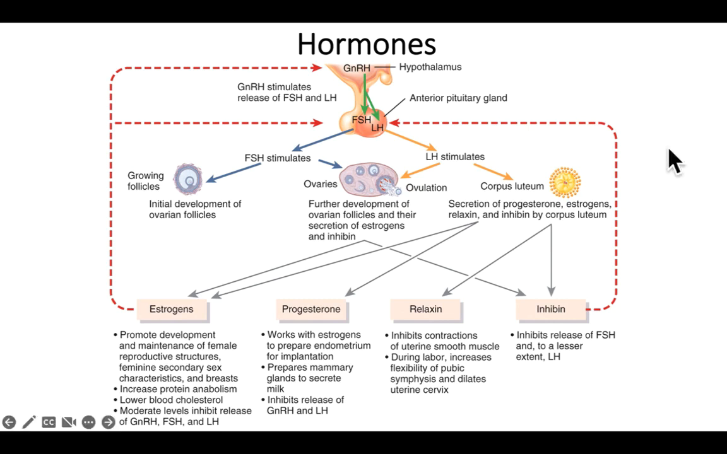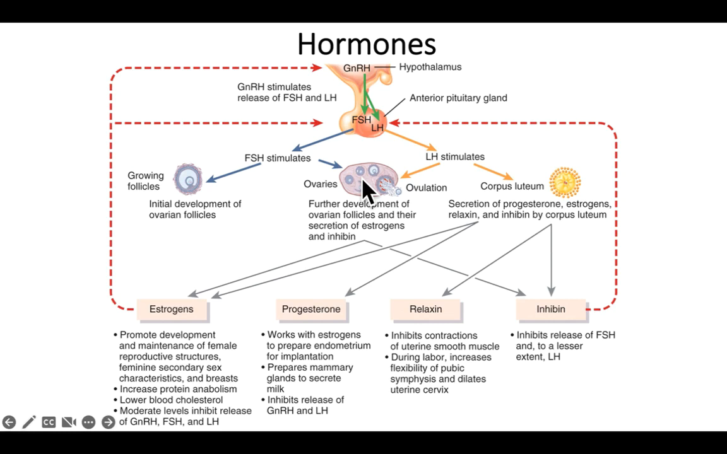All right, so notice at the top, it all starts at the hypothalamus, gonadotropin releasing hormone. That gets produced at puberty and stimulates the anterior pituitary to produce FSH and LH. FSH is going to basically tell you what it does. It's going to stimulate the initial development of the follicles and then further development of the follicles.